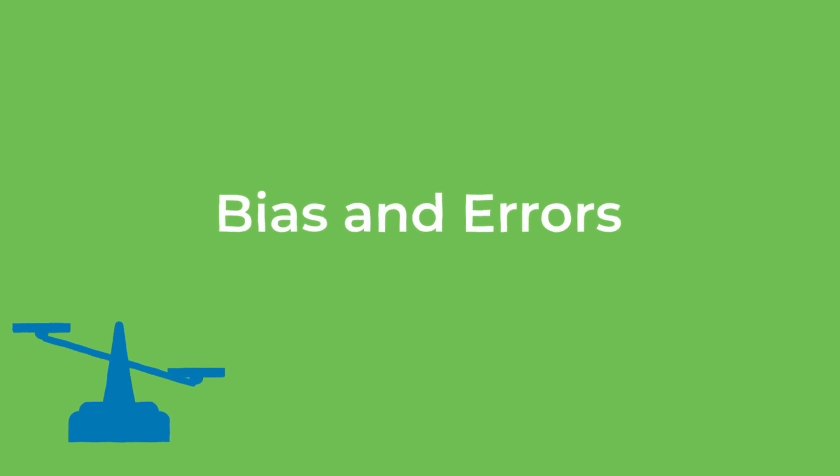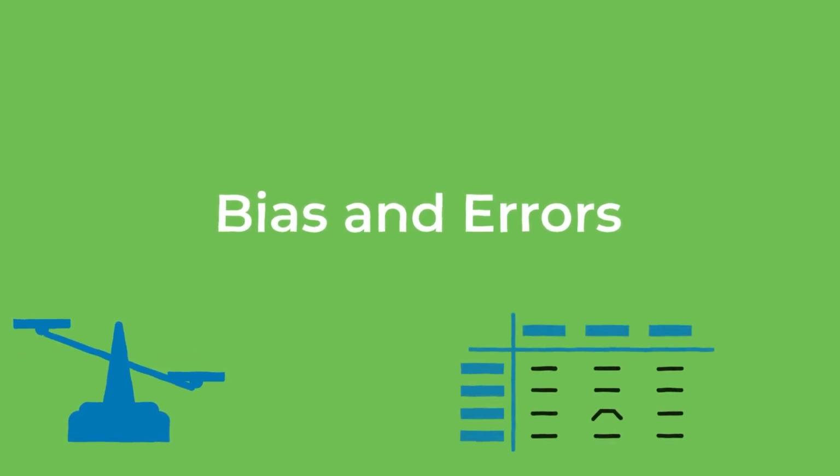Artificial intelligence, or AI, has become increasingly prevalent in our daily lives, but it's important to understand that it is not without its flaws. When using AI tools, it's crucial to be able to identify bias and errors. Bias is prejudice in favor or against something, while errors are inaccuracies or mistakes in the data. Bias and errors in AI can show up in various ways.